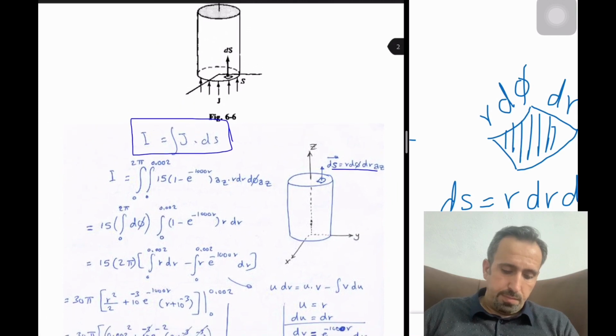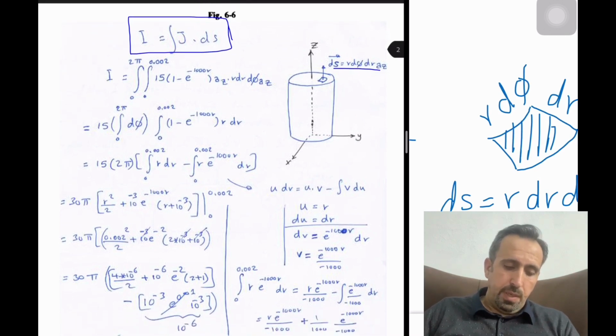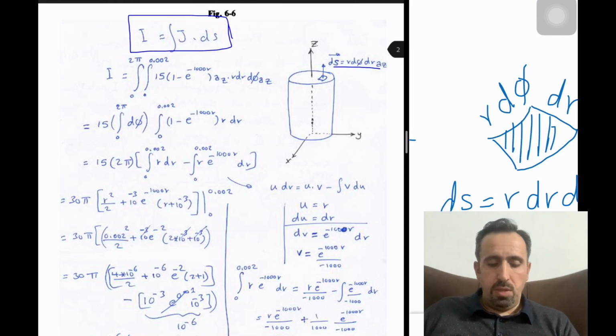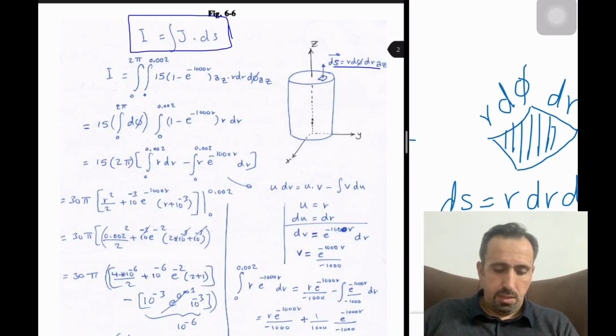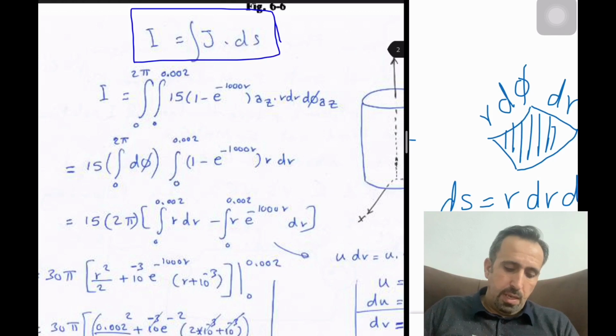After concluding ds, you just substitute it into the equation I equals the integral of J dot ds. J is given, and ds we have just obtained from these assumptions. So we take the dot product between them. If you take the dot product, a_z goes with a_z, and this will remain.